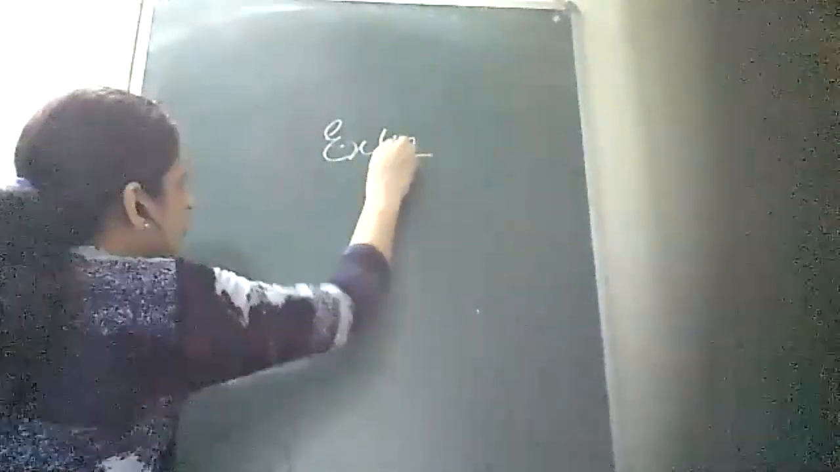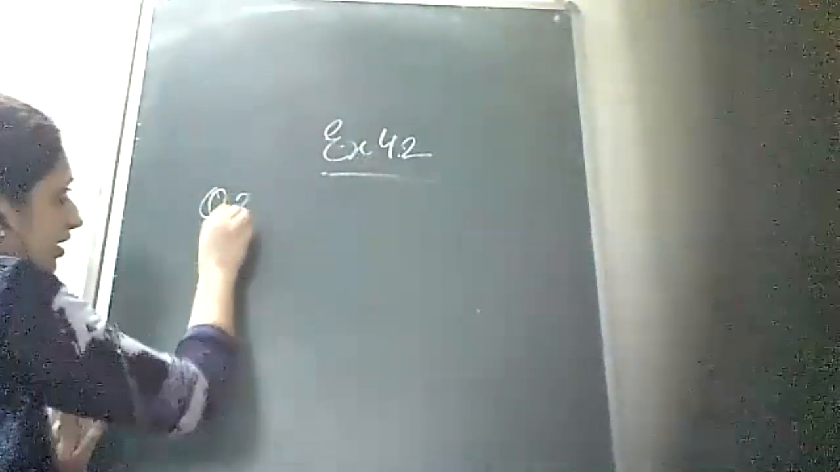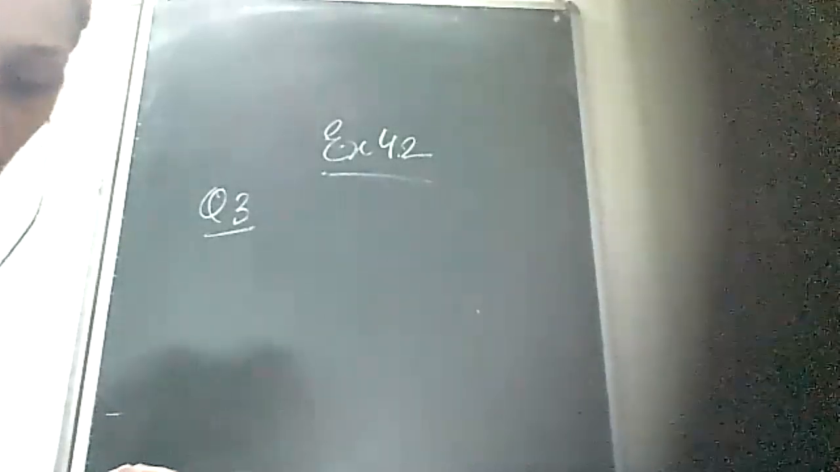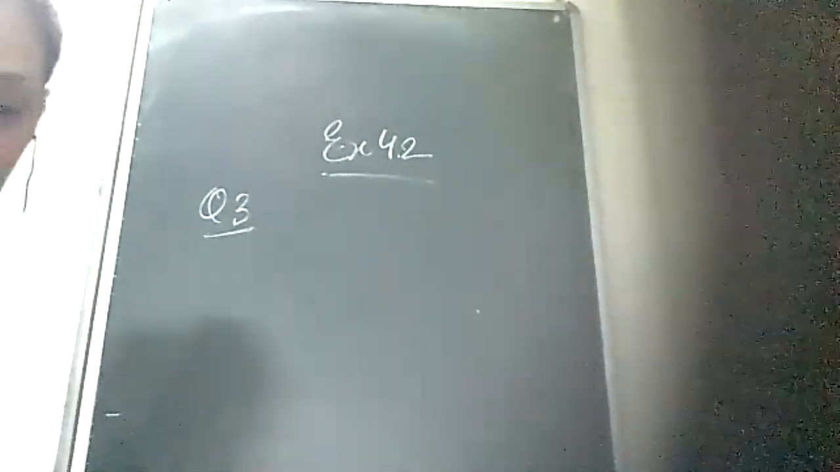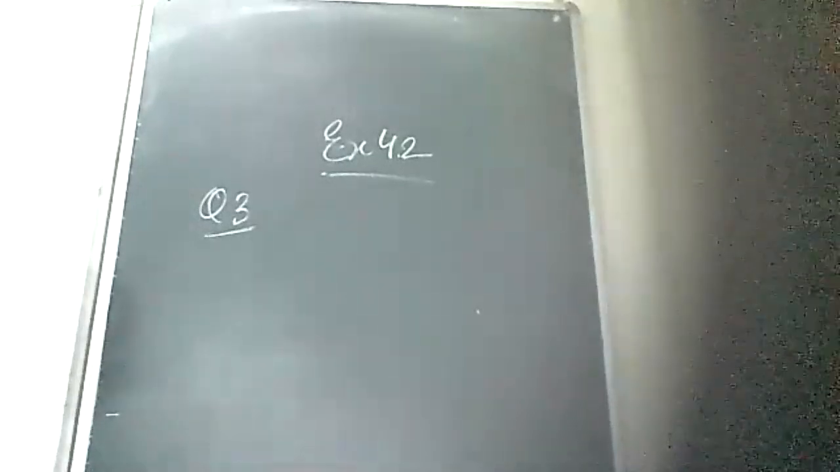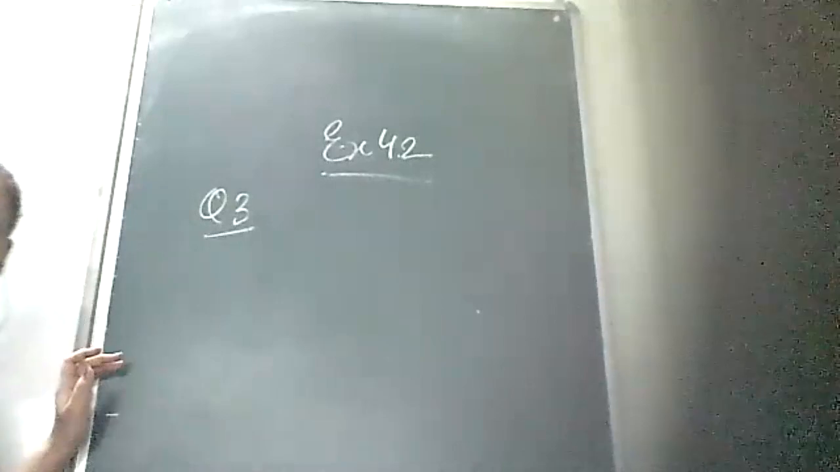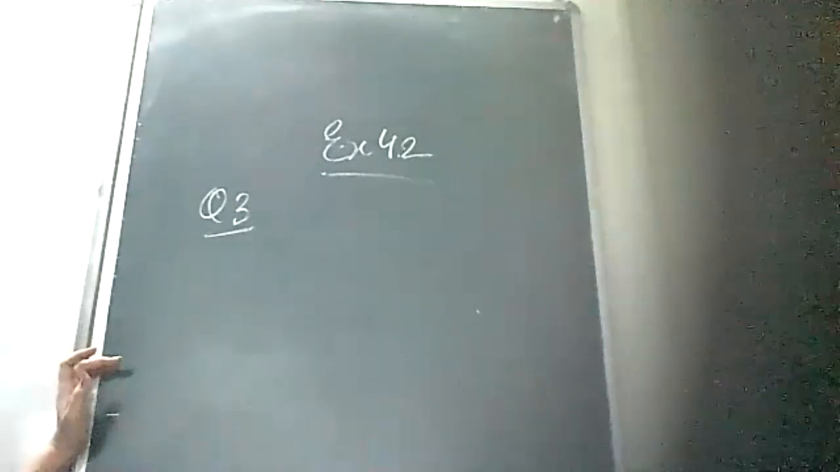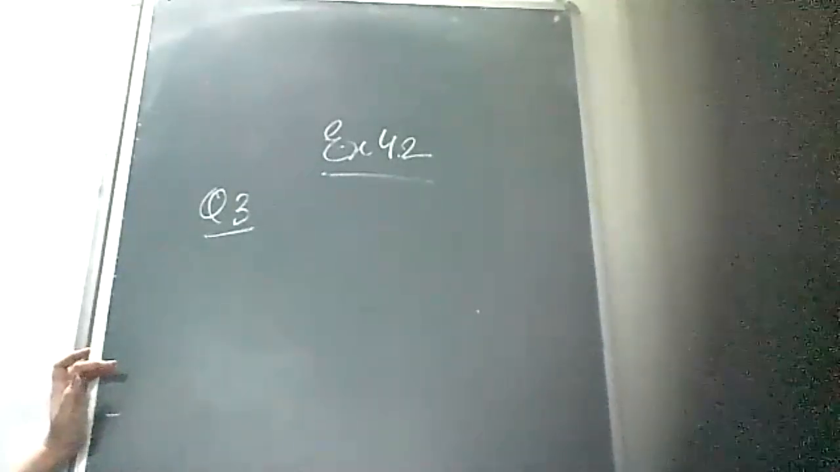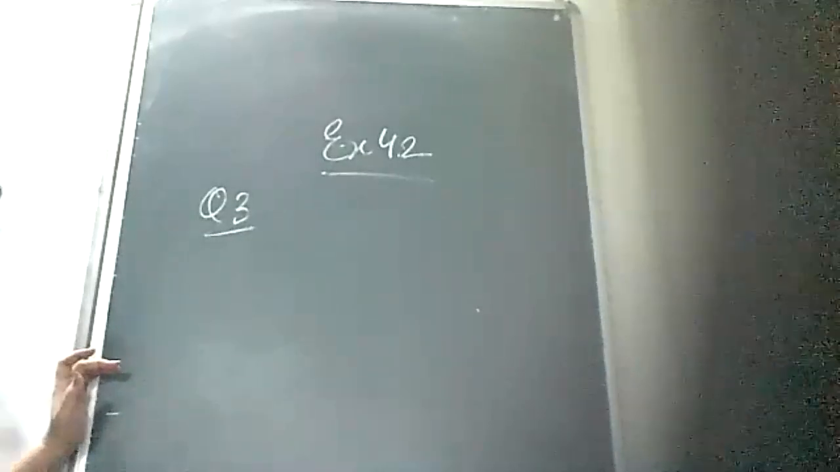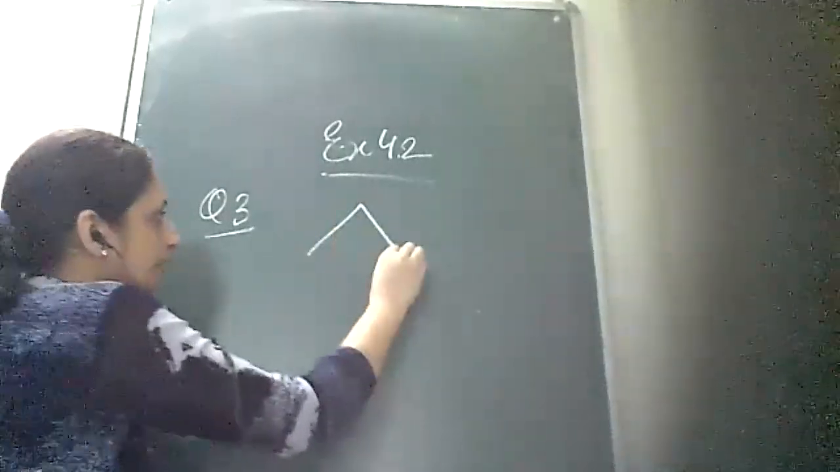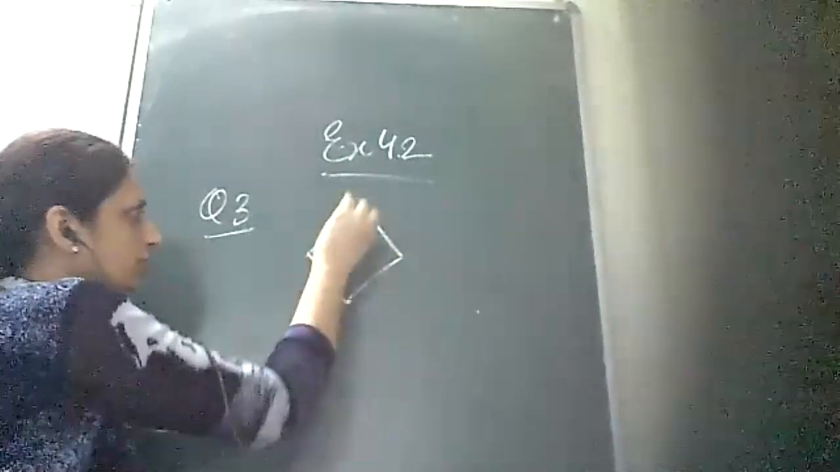Exercise 4.2, question number 3. In this question, what we have to do? We have to draw a polygon and we have to shade its interior. Polygon, as I have told you, any closed figure made up of line segments is known as a polygon. Okay. So here I am drawing a polygon. Any polygon you can draw.